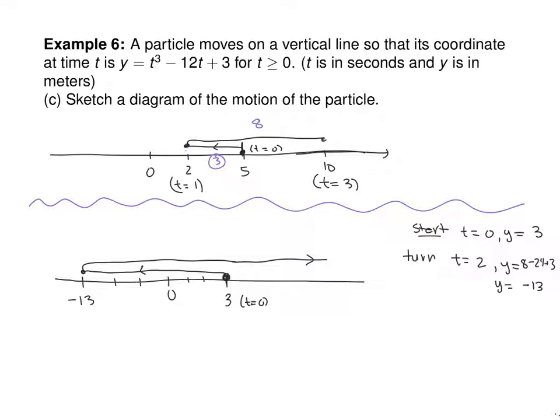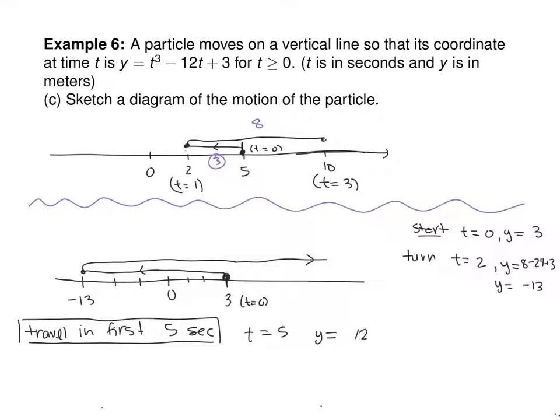Now let's figure out how far this thing traveled in, we'll say, the first 5 seconds. So what's my missing piece of information? I'm adding this in because you're going to have to do it on your test. Yeah, t equals 5. Your y would be 125 minus 12 times 5, whatever that is, plus 3. So 125 minus 60 would be 65, plus 3 gives you 68. So you're over here at 68 at time t equals 5.